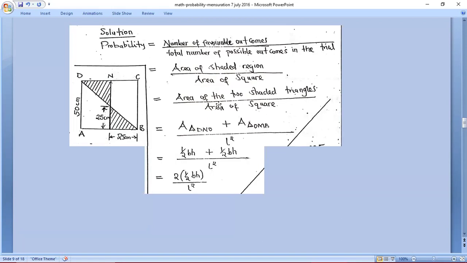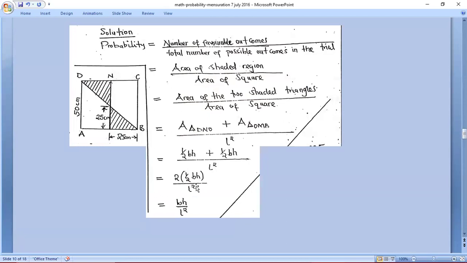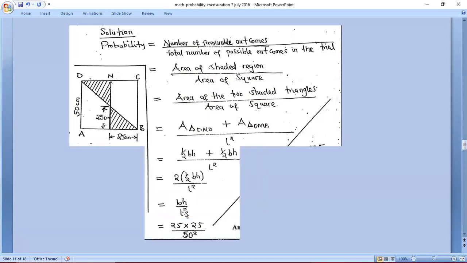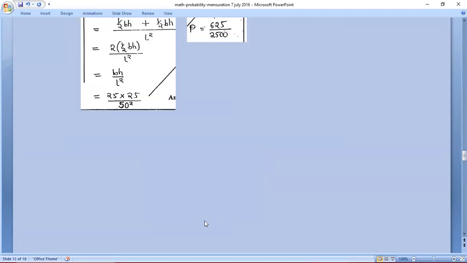And remember, the formula for the area of a square is just the length squared, which is L squared. That's what we're doing there. So BH on top, then at the bottom, the geometer is just L squared. So on top, B is 25 and H is 25. So 25 times 25. Then the bottom is 50 squared.